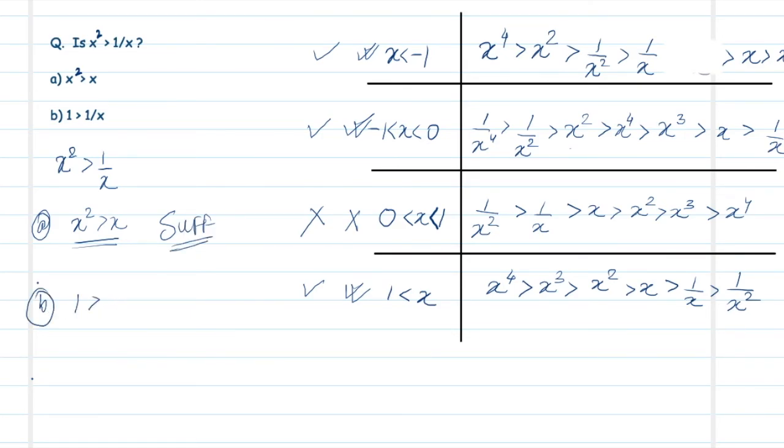Let's take B. We are given 1 is greater than 1 by x. When is this possible? Again, let's go back to ranges. When x is less than minus 1, is 1 greater than 1 by x? Obviously, because x is negative and 1 will be greater than a negative number. Same thing here, because x is still negative. In this range, is 1 greater than 1 by x? The answer is no, because, for example, take x as 0.5, 1 by 0.5 will be 2, so 1 by x will be greater than 1. And in this particular range, is 1 greater than 1 by x? The answer is yes. So again, we are given that x satisfies the condition 1 is greater than 1 by x, which means x has to be in one of these three ranges, which is exactly the range the question is asking for. So even statement B is sufficient.